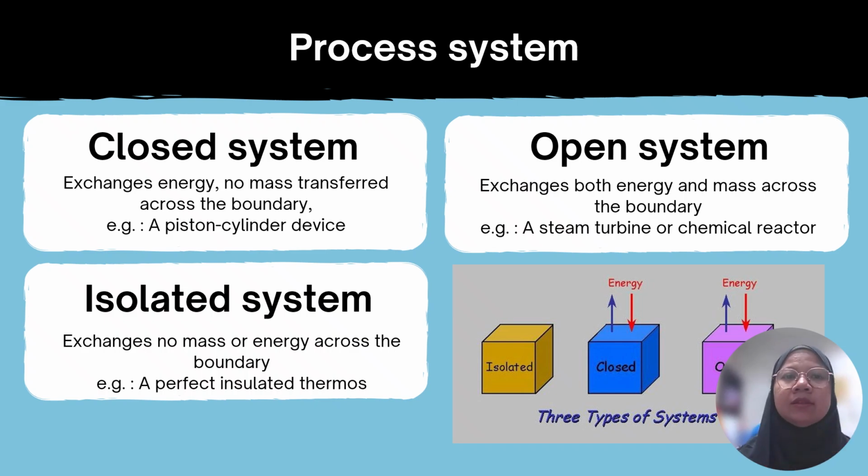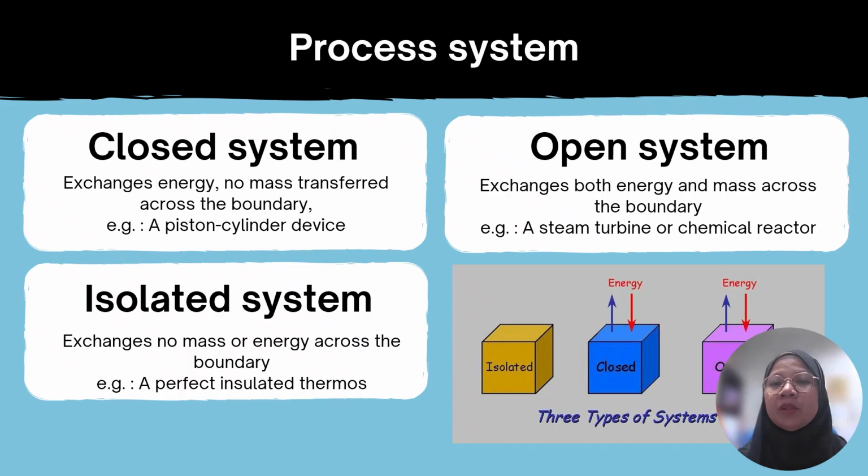Okay, so it's clear. When we set up an energy balance, we must carefully define the system boundary and identify what crosses it. You need to differentiate between closed system, open system, and isolated system. A closed system has exchange of energy across the boundary, but no mass is transferred across the boundary. For example, the piston cylinder device.